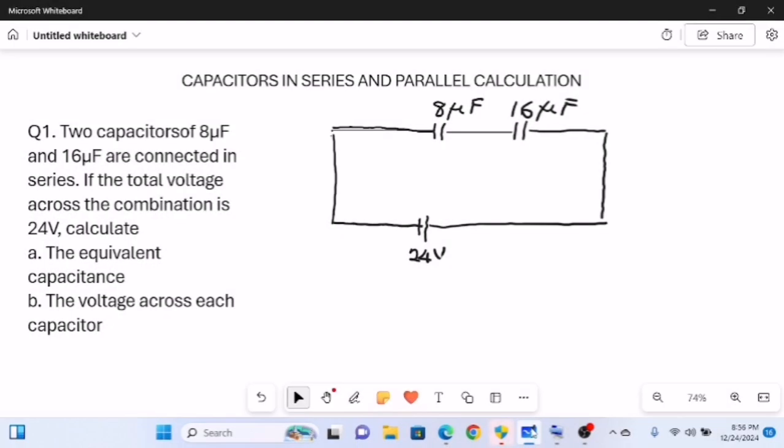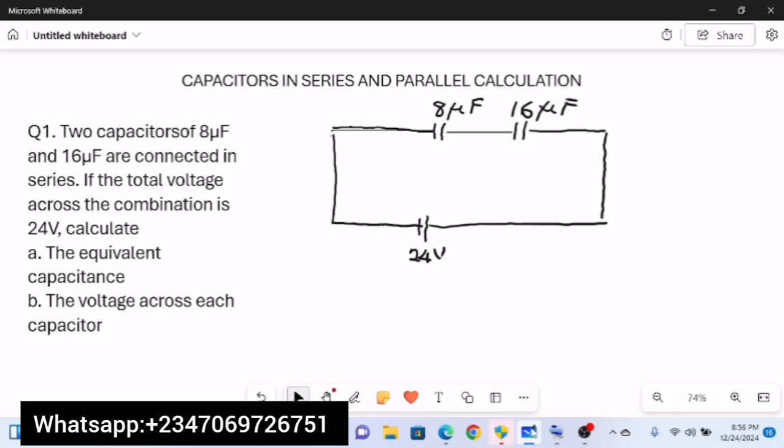So in this video, we're going to be looking at capacitors in series and parallel calculations. We'll consider two questions in series calculation, and then we'll consider two questions in parallel calculations, all in this video. So we're solving a total of 4 problems in this video. Now let's start with the very first question.